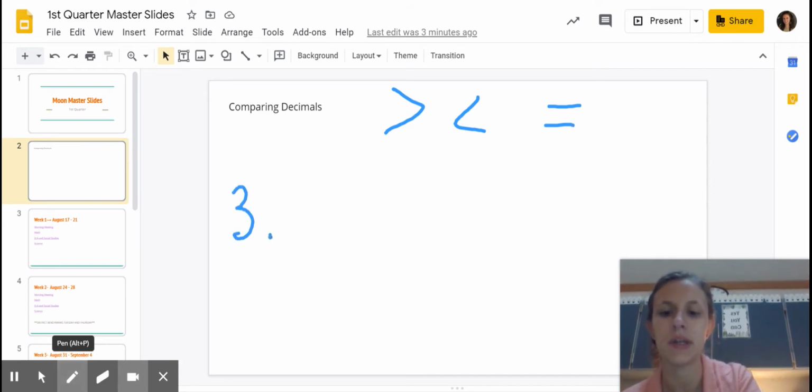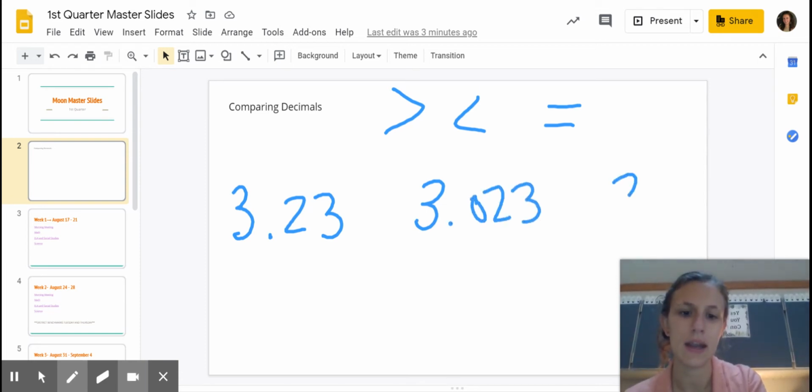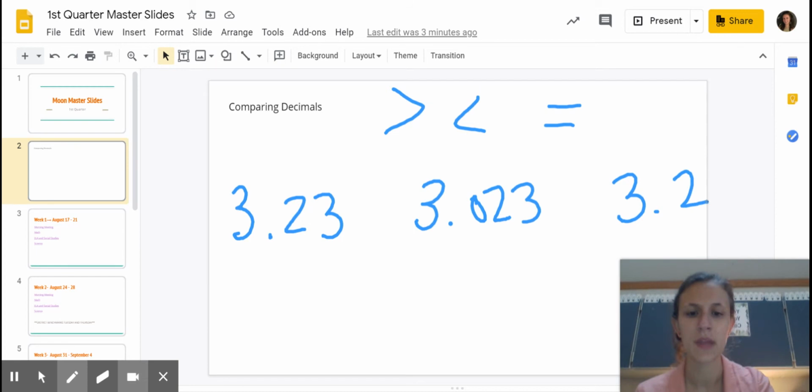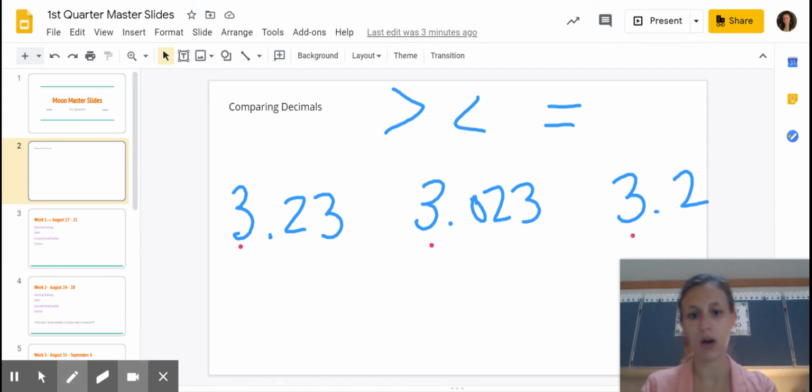Let's say I have 3 and 23 hundredths, I have 3 and 23 thousandths, and I have 3 and 2 tenths. And let's say that I want to put these in order from least to greatest. So when I'm looking at these, I notice that I have the same integer value for all of them. So I need to go ahead and look at my decimals to help determine which one is least. I notice I have a different decimal place value for each one. My first one's in hundredths, my next one in thousandths, and my last one in tenths.